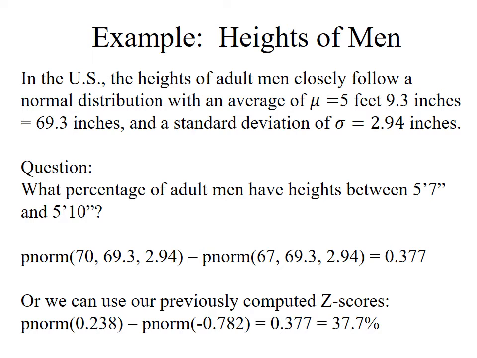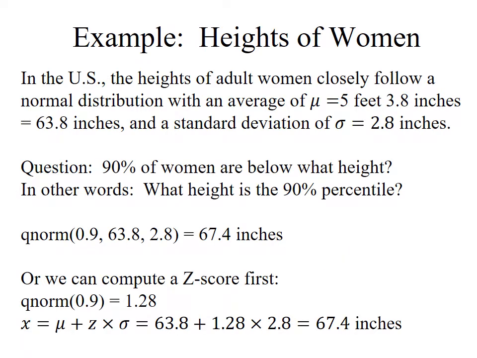in that range. Similarly, I can do this with the z-scores. We computed the z-scores just a minute ago, so I can do pnorm of positive 0.238 minus pnorm of negative 0.782, and I get the exact same number, 0.377, or 37.7% of adult men in the United States have heights in that range.